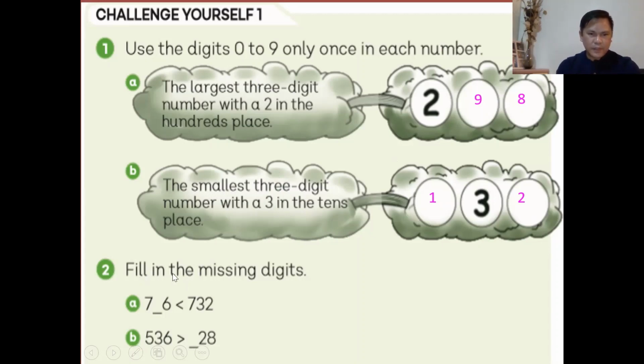Number 2, fill in the missing digit. So the greater here is 732. So which number here? Write 2. 726 is smaller. The greater here is 732. How about this one, letter B? 536 is the greater. So what number should we write right here? Number 4. That's it. So you learn a lot from our lesson today. Okay.